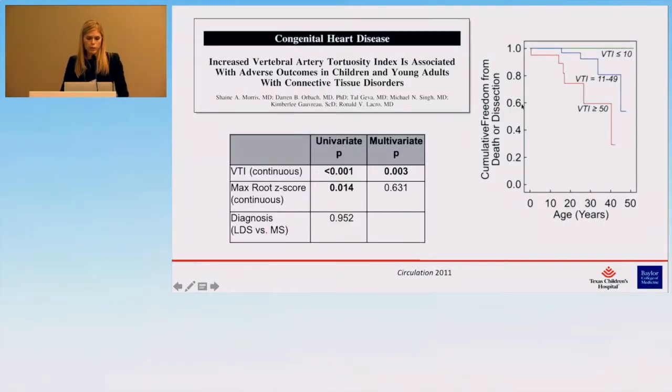And in this model, when we looked at this cohort, we did Kaplan-Meier estimates for risk of any dissection or death. And we put it in 3 groups, and less than 10 was normal. A high VTI was associated with higher risk of dissection and death. And when we put this in a multivariable model, yes, Z-score was important, but actually diagnosis fell out. So it sort of didn't matter what the diagnosis was, but the strongest predictor was your VTI, and the second strongest was your baseline root Z-score.